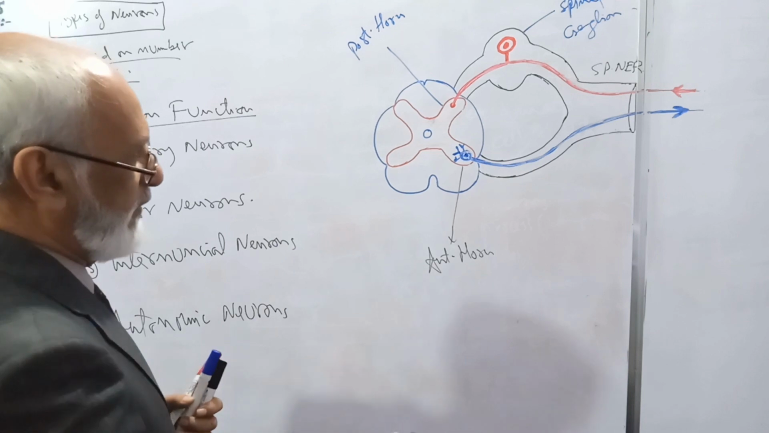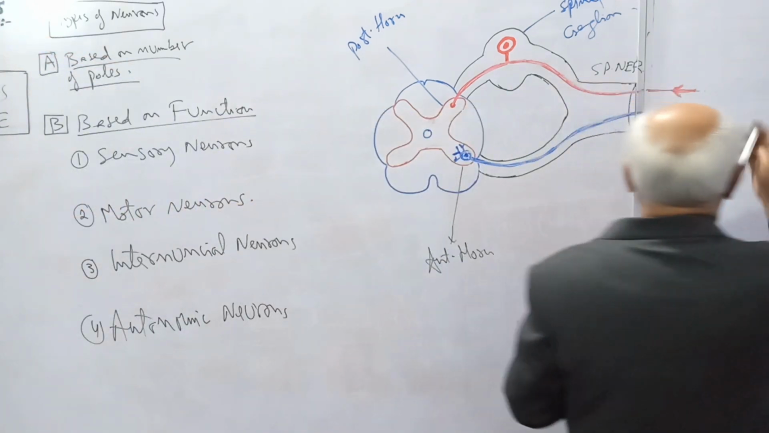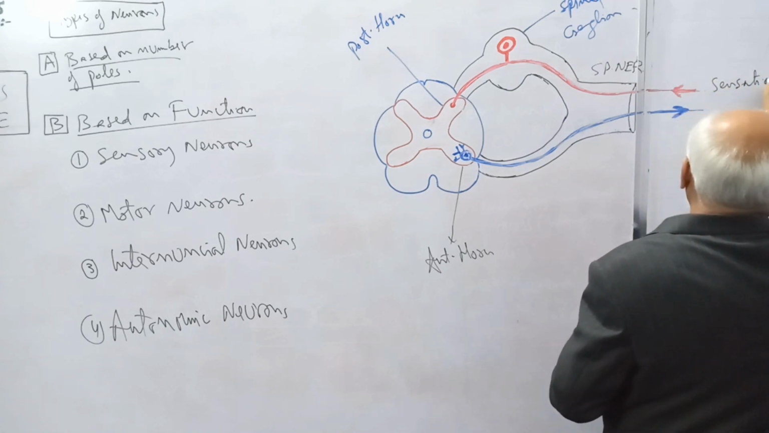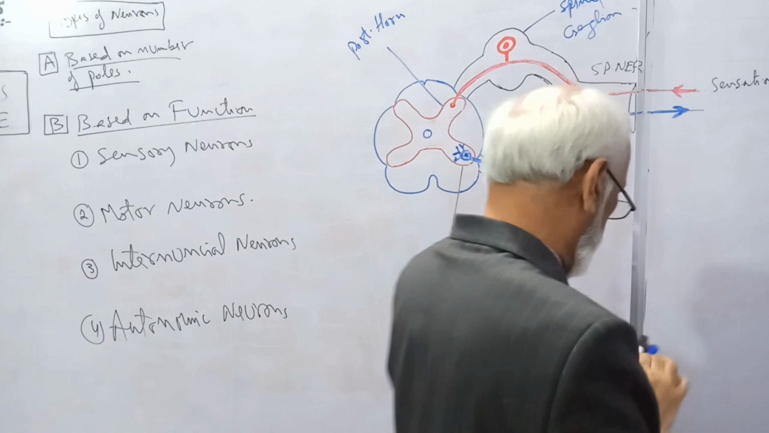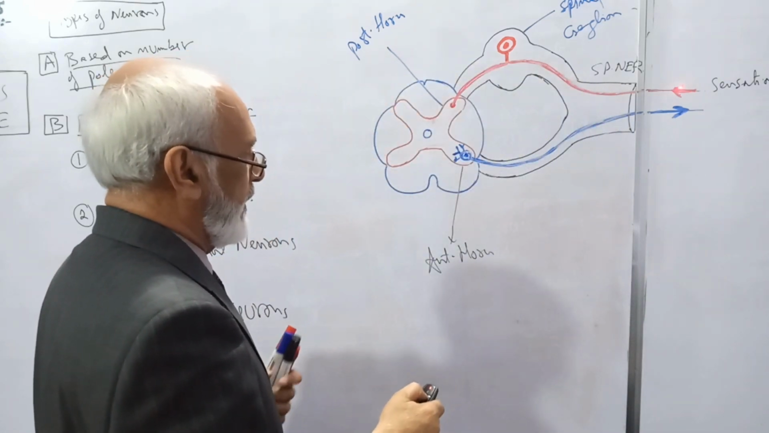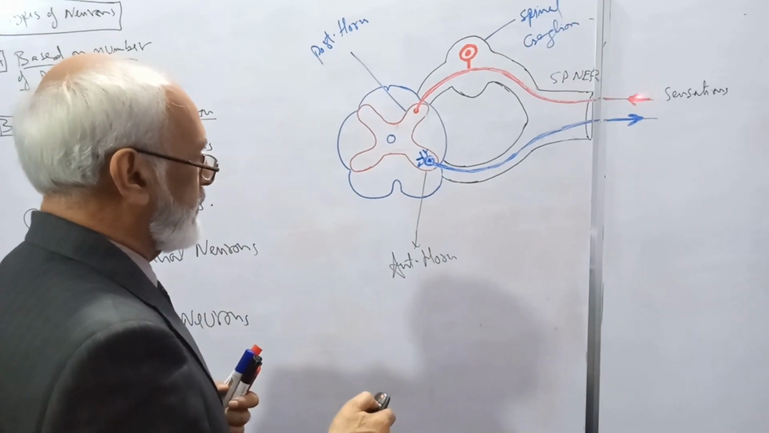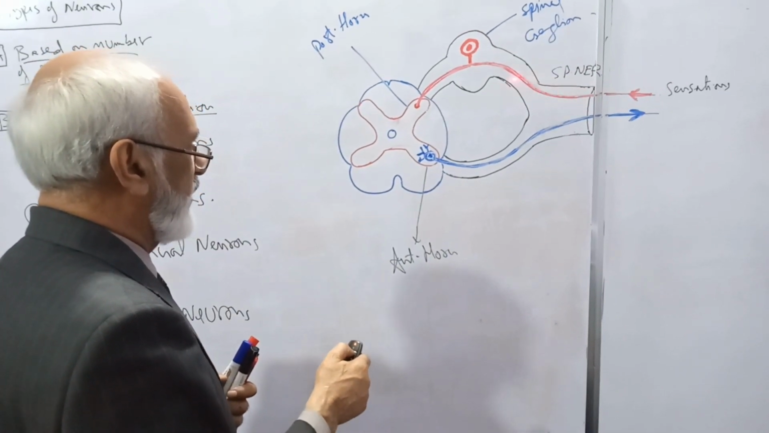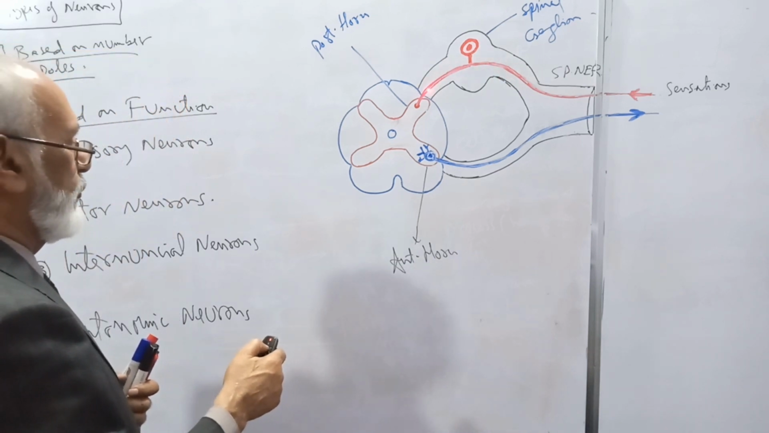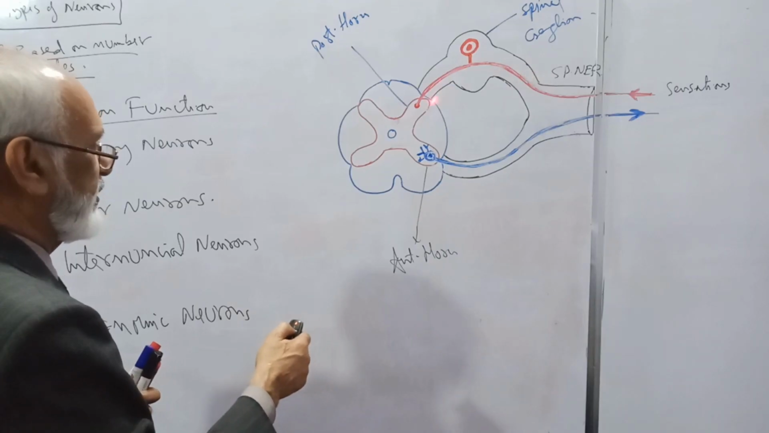So, from the periphery, sensations, touch, pain, temperature, etc., they are carried through processes of the neurons of the spinal ganglia to spinal nerve, passes through the dorsal root from the ganglion, and enter into the posterior horn of the spinal cord. In this way, the sensation reaches the spinal cord.